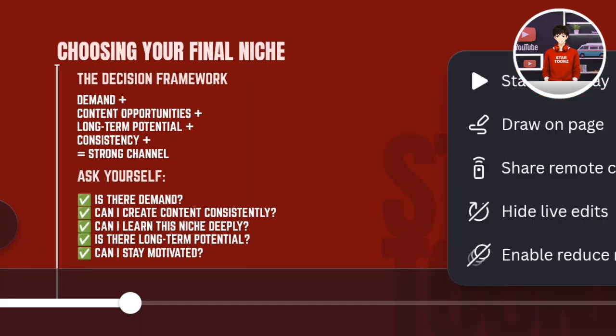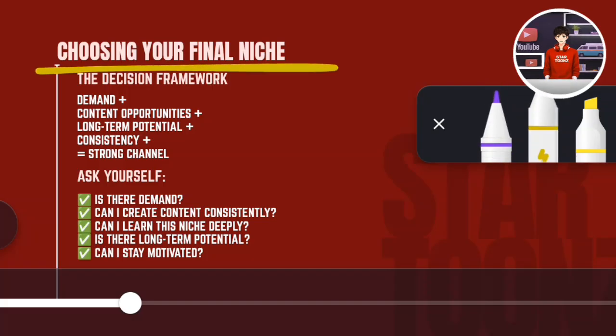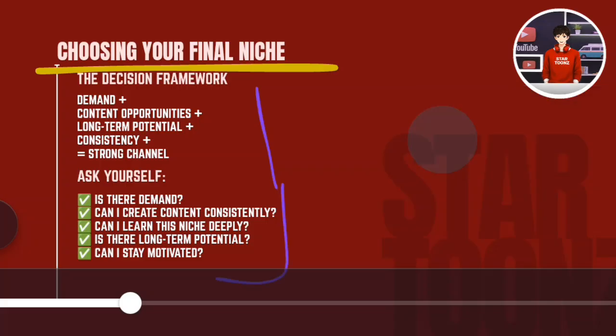At this point, we've learned about demand, competition, monetization, sustainability, and content opportunities. Now comes the big question. How do you choose your final niche? The answer is simpler than most people think. You do not need the perfect niche. You need a good niche that you can commit to.